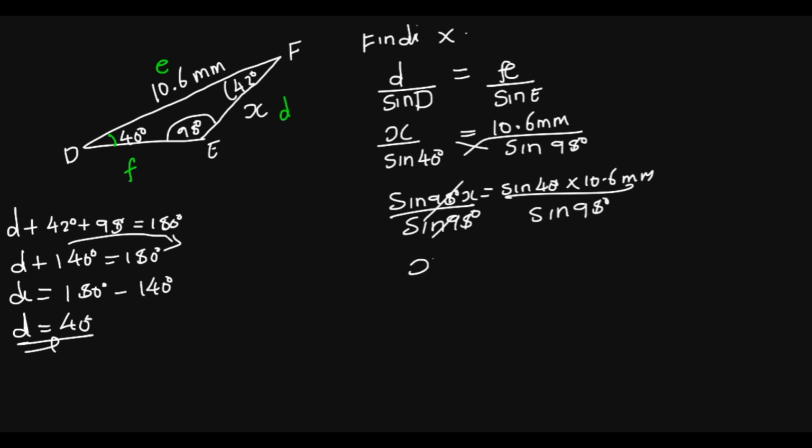So now let's do this. Sine 40 times 10.6 over sine 98. So I'm getting about 6.9 millimeters. So that is the distance for x.